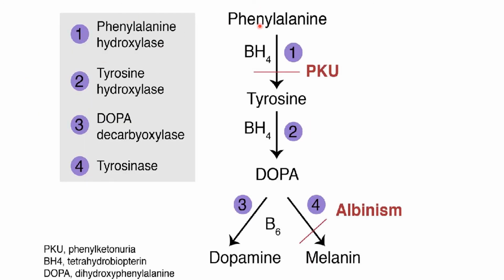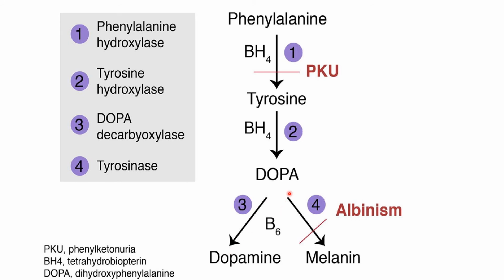Biochemistry of albinism. When phenylalanine hydroxylase acts on phenylalanine, tyrosine will be produced. If phenylalanine hydroxylase is not present, the condition leads towards phenylketonuria. If phenylalanine hydroxylase is present, tyrosine will be produced. After the synthesis of tyrosine, the enzyme tyrosine hydroxylase will produce DOPA. DOPA is dihydroxyphenylalanine. In the presence of the enzyme DOPA decarboxylase, it converts this DOPA into dopamine.